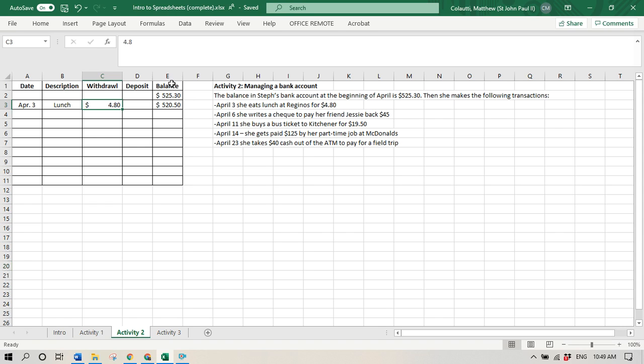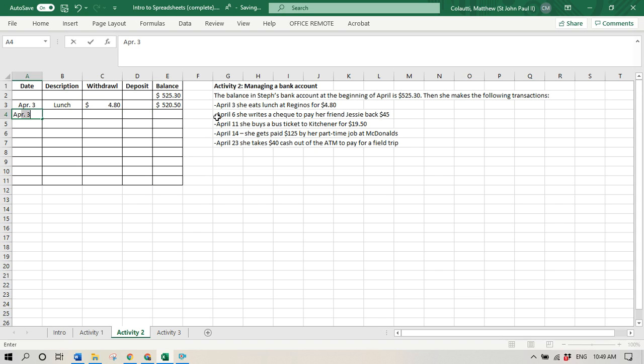Now, what's her balance in the account after this transaction? Well, she had $525. You subtract $4.80. You could get your calculator and do it, or we can do it with the spreadsheet. I'm going to use the spreadsheet to do it. So I'm going to type equals. I'm going to take this amount that I had before, $525, and subtract that lunch. So now she has $520 in her bank account. Okay, let's keep going. What's next?